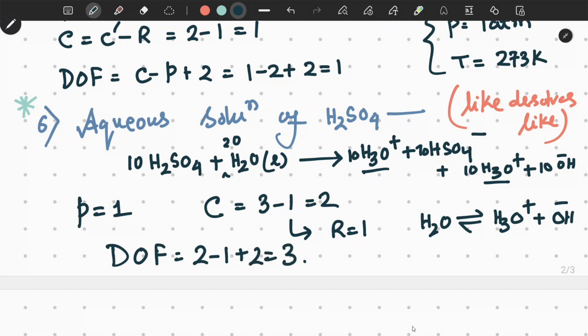What does this 3 suggest? Temperature and pressure, first of all, are 2 degrees of freedom. Just try to understand what the other degrees of freedom will be. There are 3 degrees of freedom, right? Yes. What can it be?